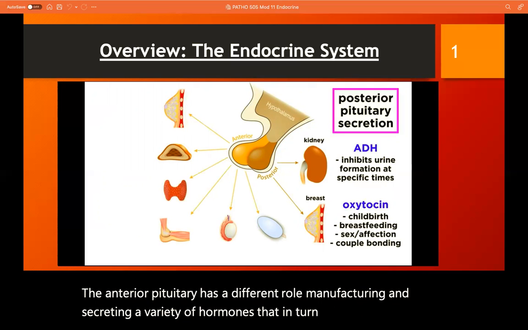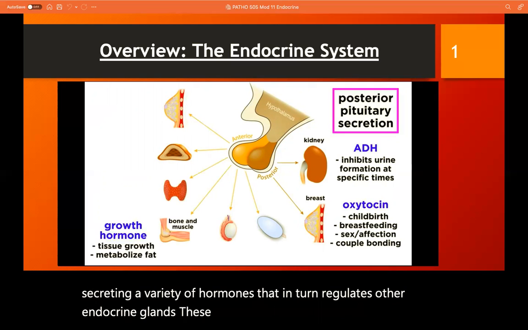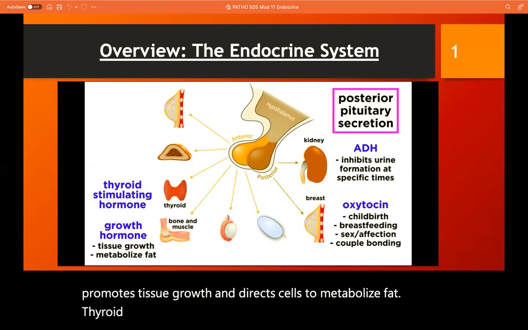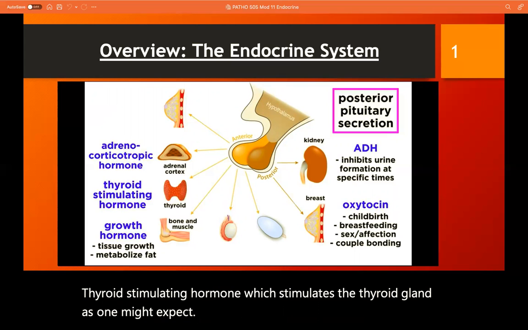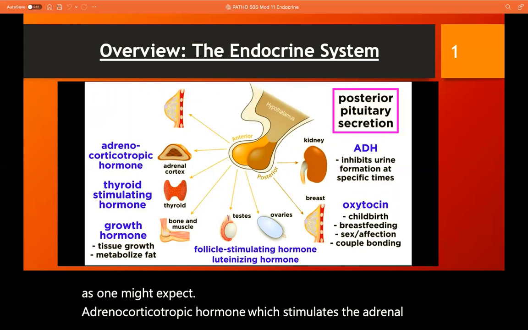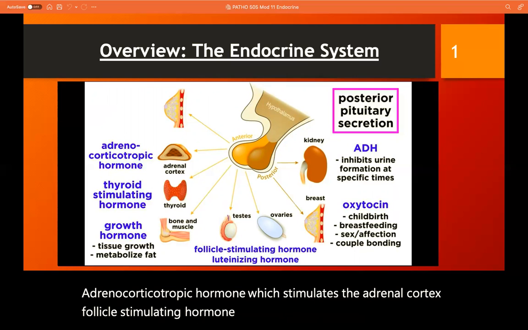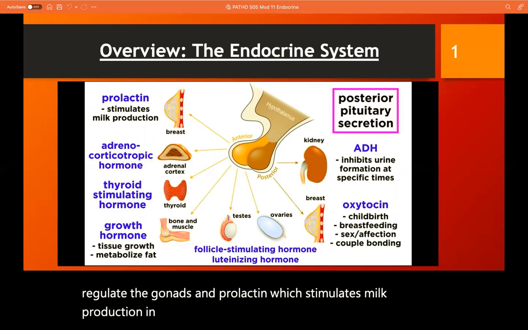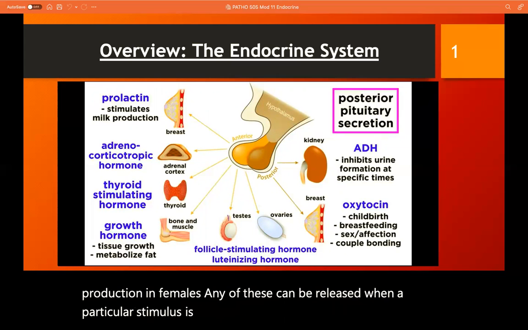regulate other endocrine glands. These hormones are growth hormone, which promotes tissue growth and directs cells to metabolize fat, thyroid stimulating hormone, which stimulates the thyroid gland, as one might expect, adrenocorticotropic hormone, which stimulates the adrenal cortex, follicle stimulating hormone, and luteinizing hormone, which regulate the gonads, and prolactin, which stimulates milk production in females. Any of these can be released when a particular stimulus is received from the hypothalamus.